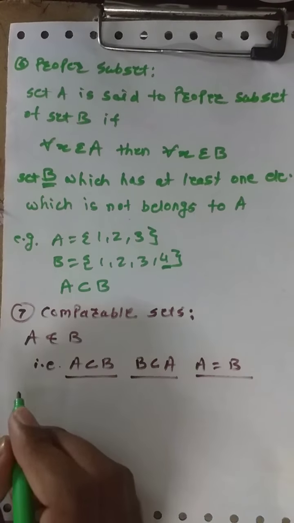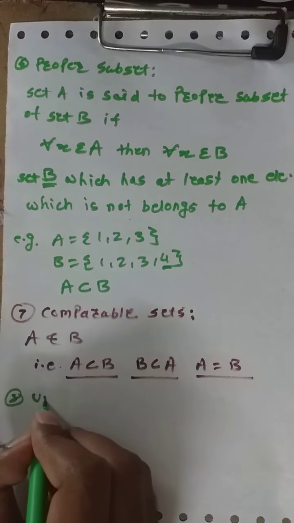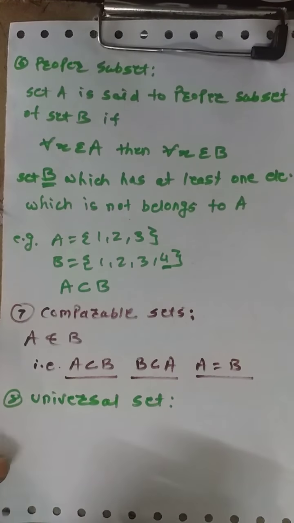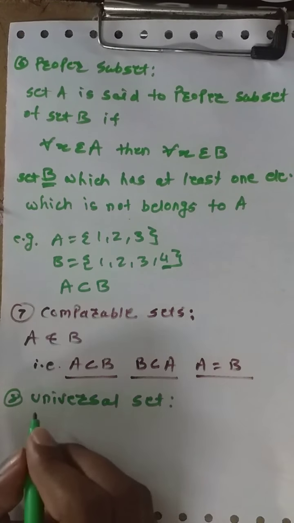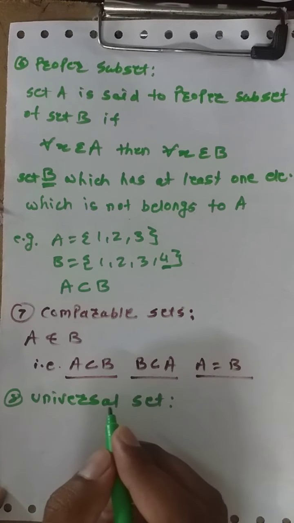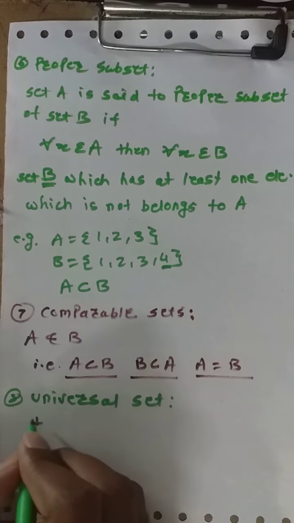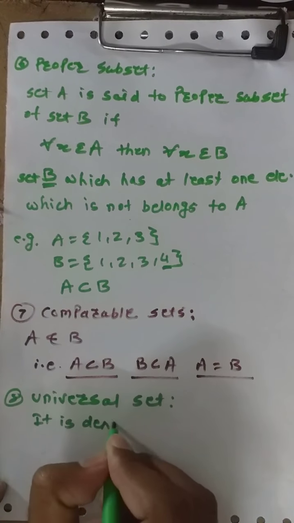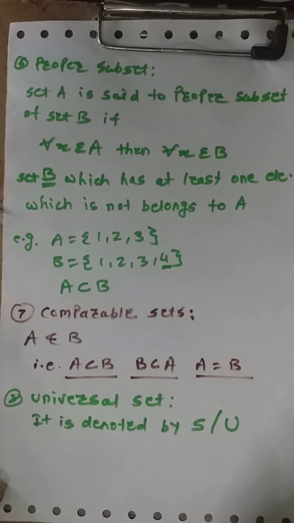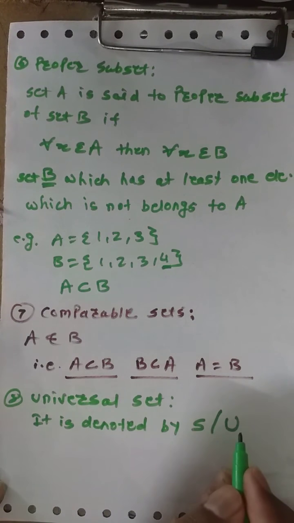Now the next type is the universal set. A set which is a superset of all the sets under consideration is known as the universal set, and it is denoted by either capital S or capital U.